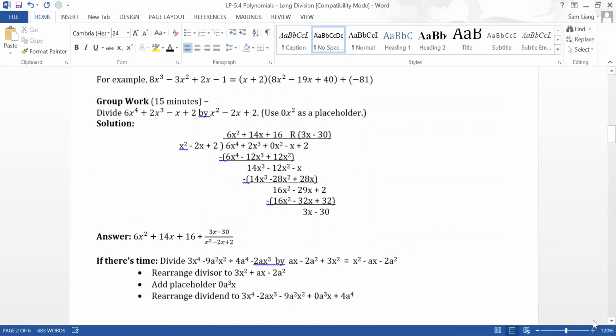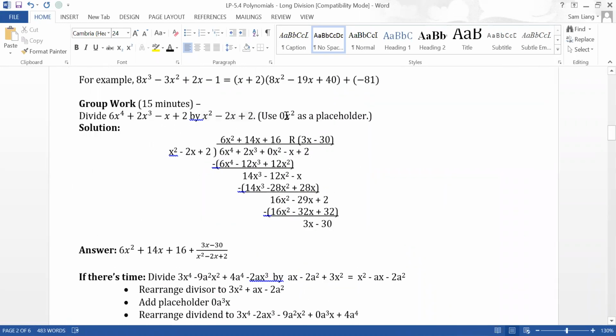So again, I'm going to use 0x squared as a placeholder because there's no quadratic term here. So I just write that in, 0x squared. And you can also do this for the divisor as well. For example, if there's no linear term, then it's wise to write in plus 0x, so you keep all the terms in order.